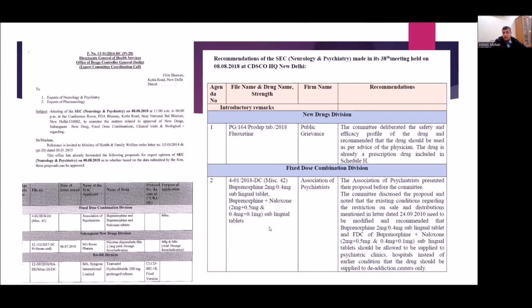Also, you must understand that it was not based only on our presentation. This internal document apparently was sent to NIMHANS, PGI, and AIIMS also to seek their opinions. Fortunately, some of them supported our contention and agreed that this condition needs to be changed. So this is a very important landmark, I would say, in terms of activism that we were able to achieve.